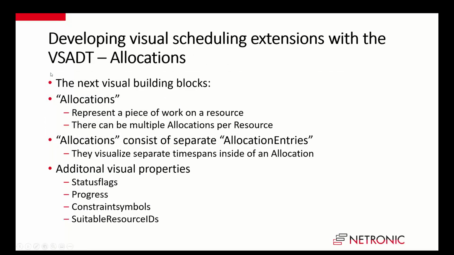And now we come to the place where we want to put something which needs to be done, called an activity, onto a resource. And this is something we call an allocation. So we allocate an activity to a resource. And this represents a piece of work on this resource. And the special thing here is that there can be multiple allocations per resource. So this is not like in the activity view where you only have one bar per line, so one bar per activity, but here you can have multiple bars per resource.